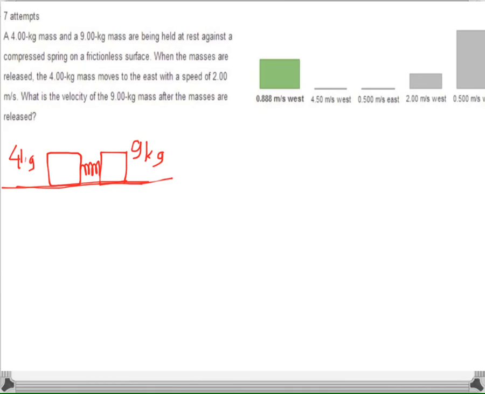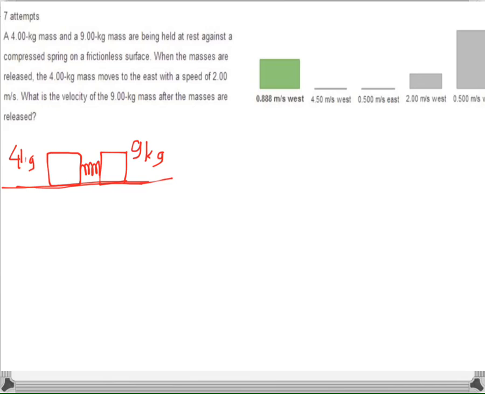When you release these objects, which has a spring compressed in between them, the spring will push these objects in opposite directions, right? Because a compressed spring always has some force, the spring force. So the question is, what is the velocity of the 9 kilogram mass after these masses are released? 4 times 2 equal to 9 times. Okay. Again, it's a conservation of momentum problem.